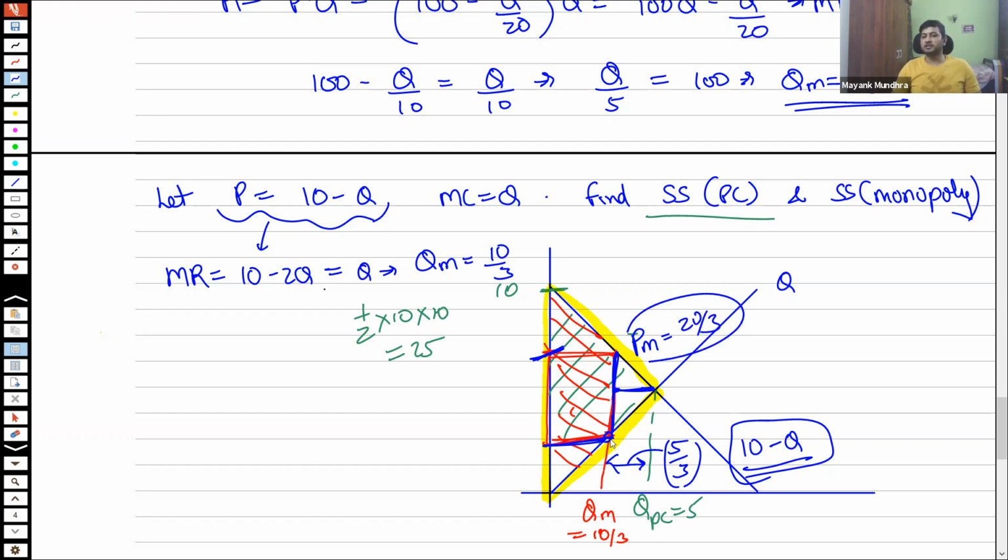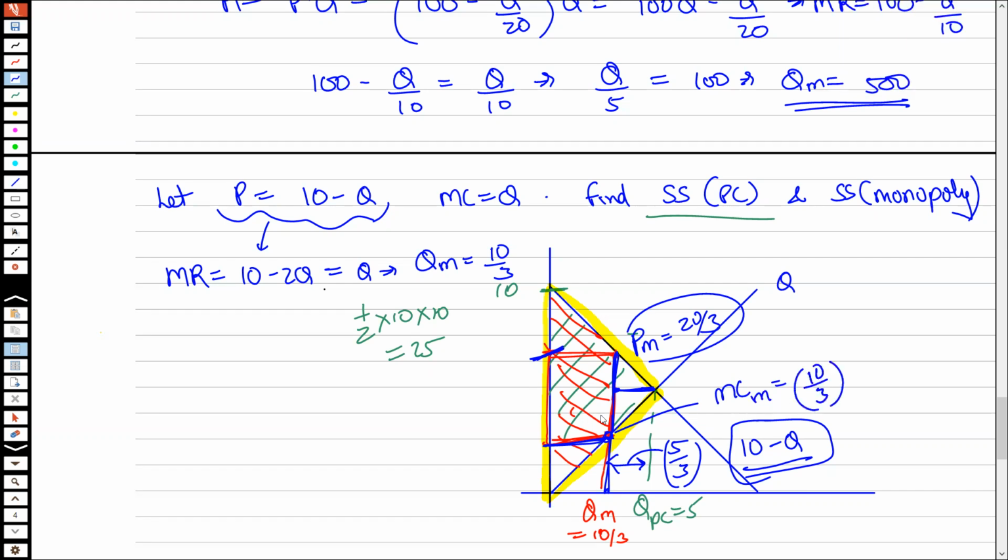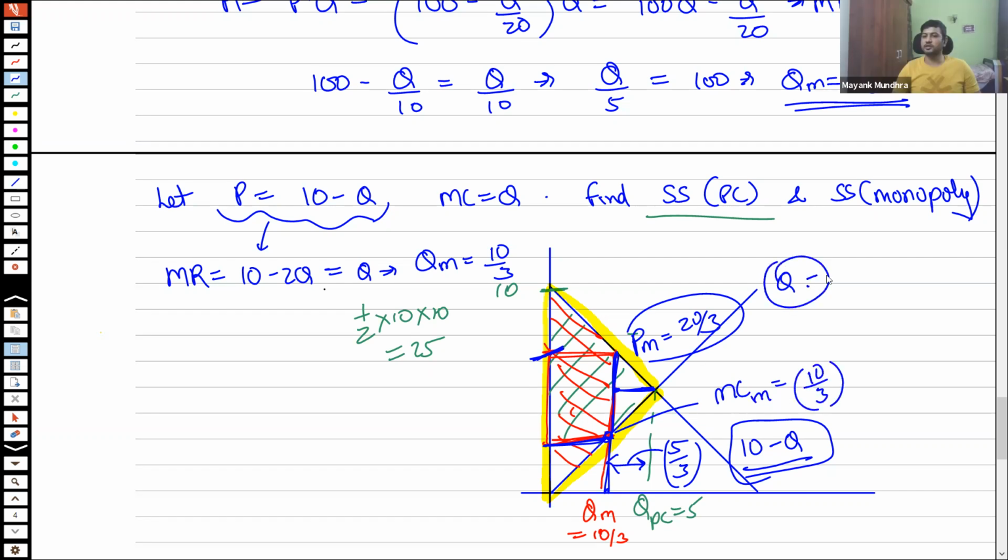Now this is marginal cost at this quantity. So what is the marginal cost of the monopolist at quantity 10 by 3? 10 by 3. Very good, because the marginal cost function is equal to quantity. So if quantity is 10 by 3, marginal cost is 10 by 3. So this value is 10 by 3, and this value is 20 by 3.